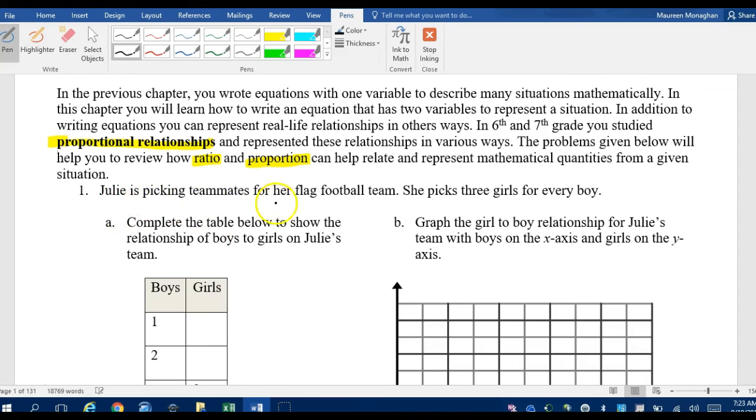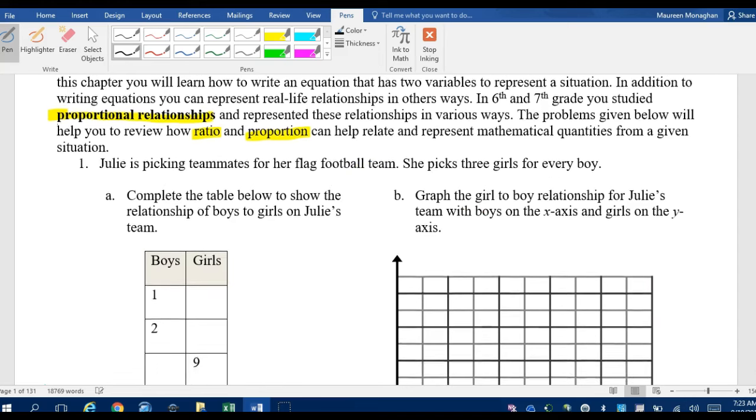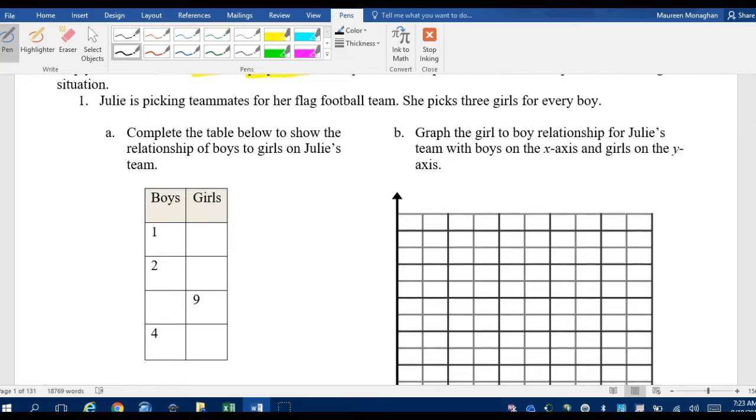Julie is picking teammates for her flag football team. She picks 3 girls for every boy. We're going to complete a table and see how this relates. So if she has 1 boy, there's going to be 3 girls, so this would be represented by 1 to 3. If she has 2 boys, then she's going to have 6 girls. What happens if she has 9 girls? Well, now we're going backwards and we're trying to figure out the boys, and it's 3.